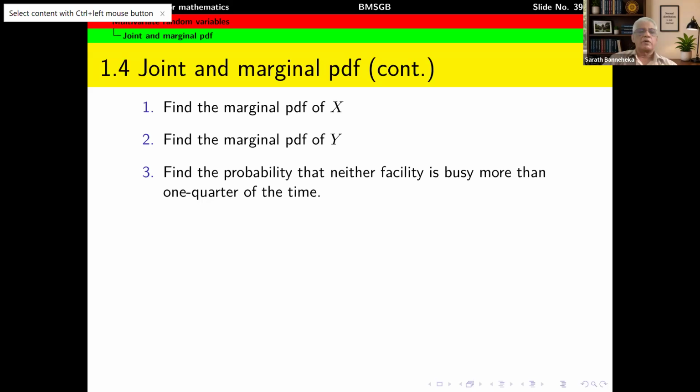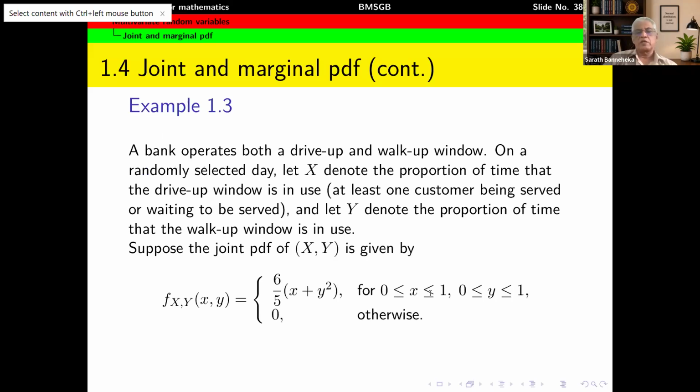Right. That means finding the probability: out of a large number of days, what proportion of days was neither facility busy more than 1/4 of the time. Right. Okay, so in order to find the marginal probability density functions, it's again better to look at the support of this function. Here x and y are changing independently. There is no restriction related to x and y combinations like in the previous situation, x plus y less than or equal to 1. Right?